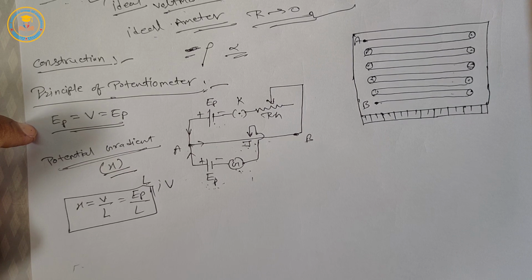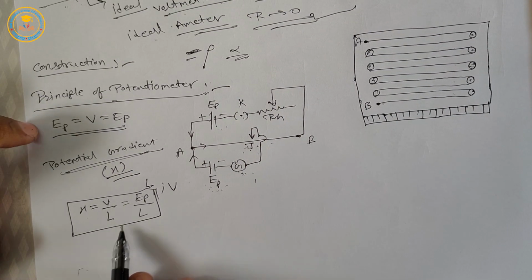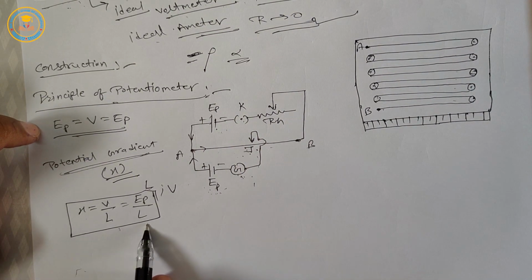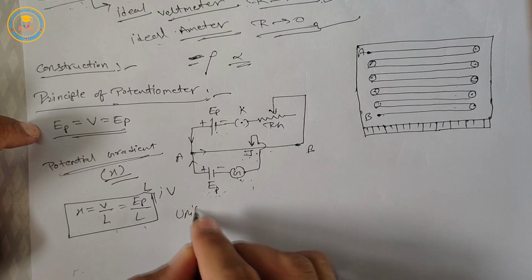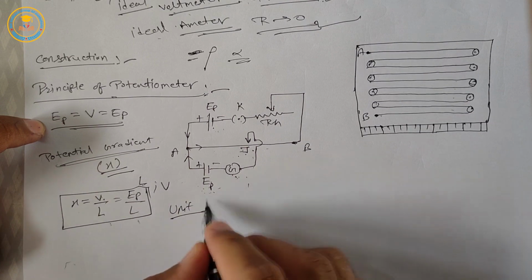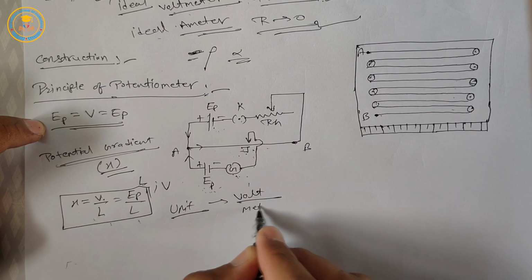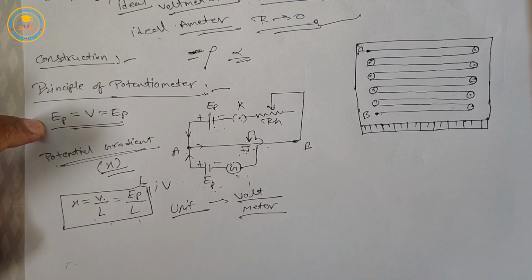Again repeat, this is a very important definition. The potential drop per unit length of wire of the potentiometer is called potential gradient. That is, x is equal to V upon L is equal to EP upon L. So the unit of potential gradient: the unit of potential difference is volt and the unit of length is meter. So the unit of potential gradient is volt per meter.